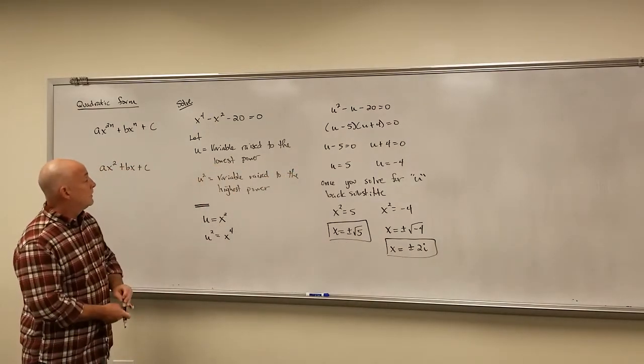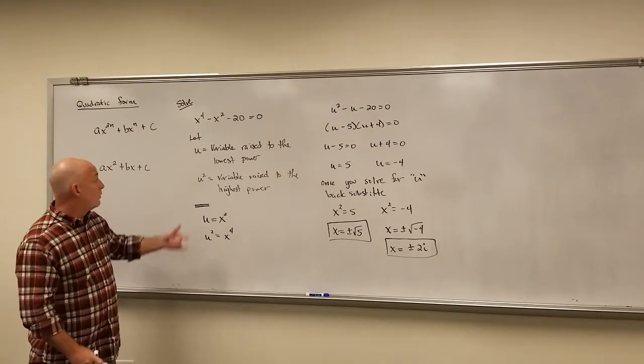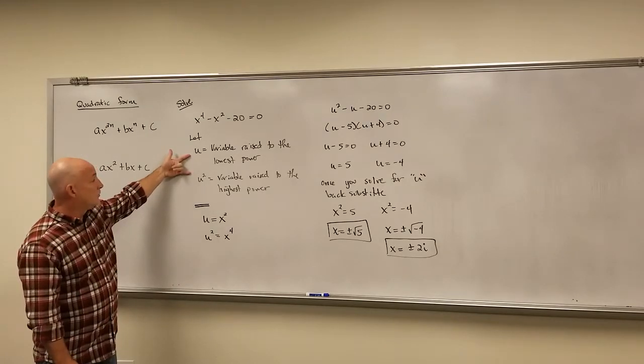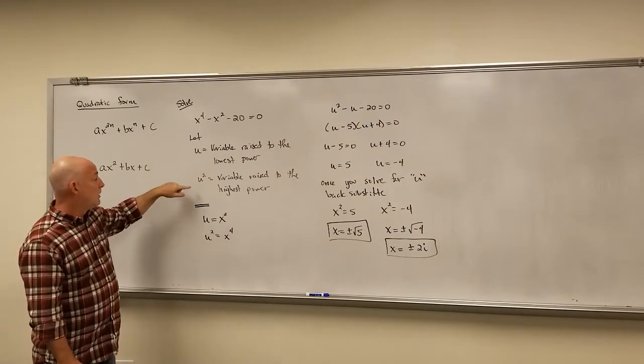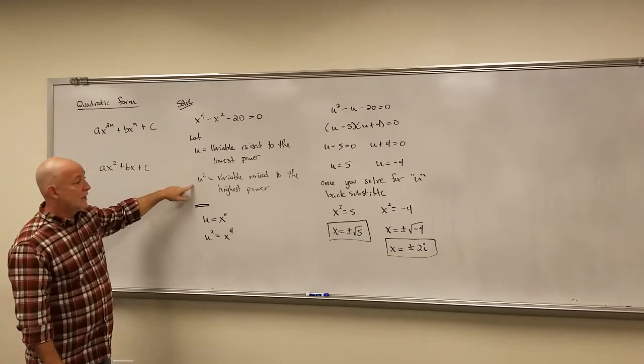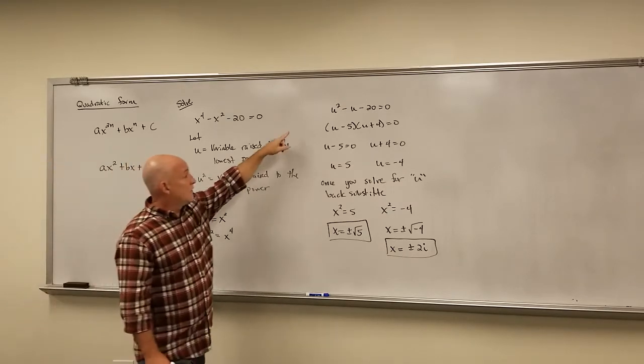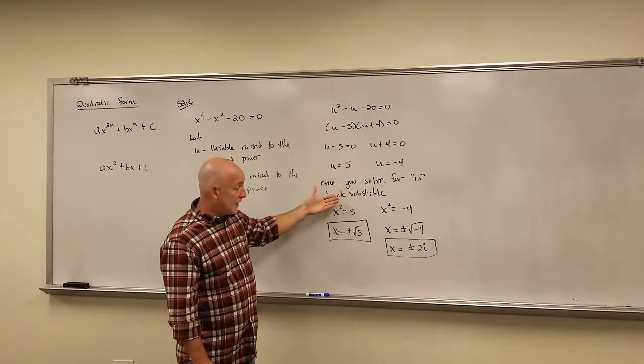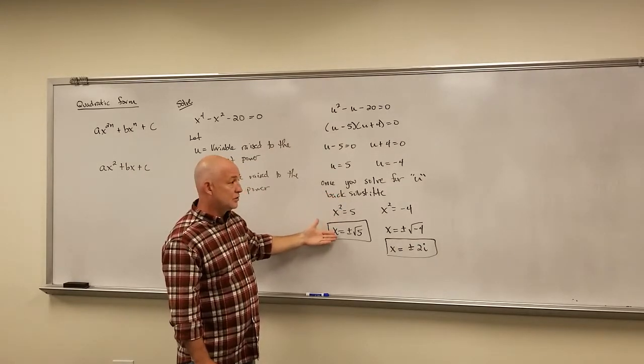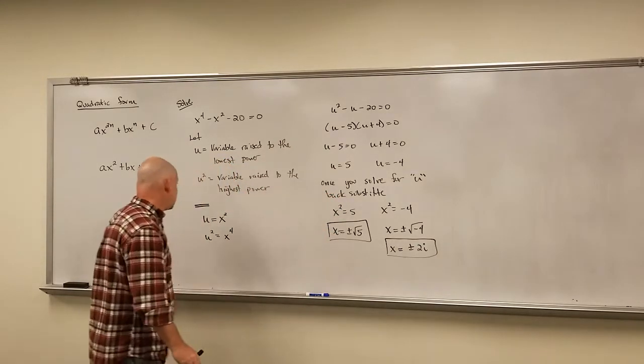All right, so anytime we see something has quadratic form, we're going to do this substitution. Let u equal the variable raised to the lowest power. U squared is going to end up being the variable raised to the highest power. Substitute it in, it's a quadratic, solve the quadratic exactly like you normally would, back substitute, and then you still have something left to solve.